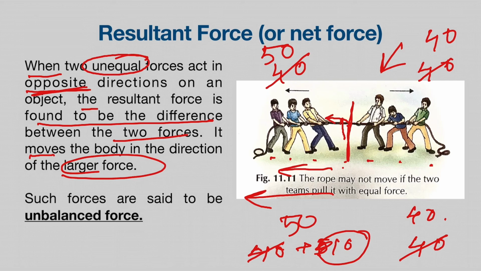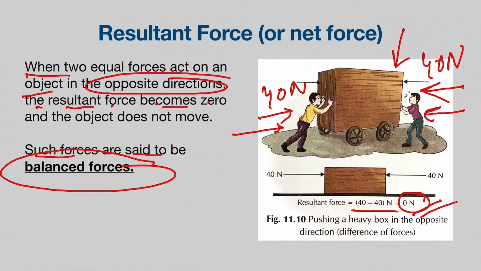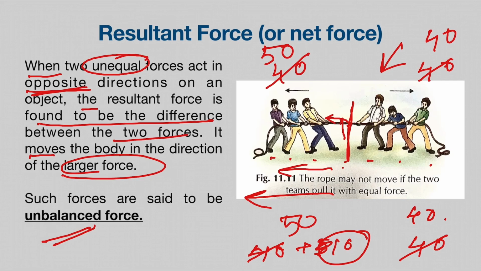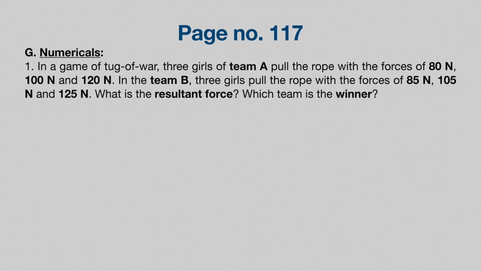Such forces are said to be unbalanced because one side is bigger than the other side. In case of balanced forces, the force on both sides is equal, but in case of unbalanced forces, one side will have a bigger force. Alright. Now after all that, we come to this slide where we will solve a mathematical problem.